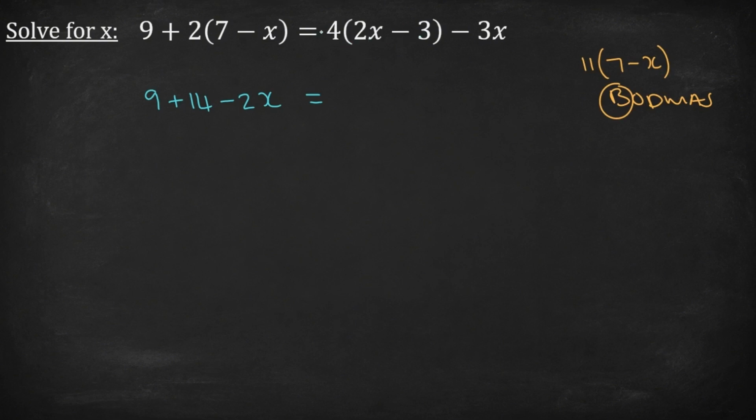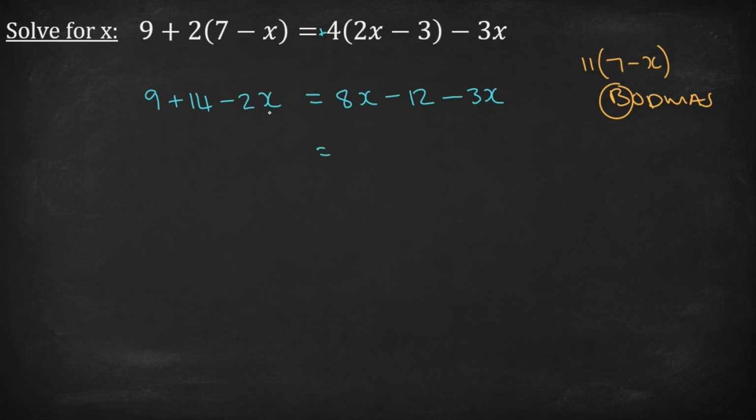I've got a positive 4 times a positive 2x, and that gives us positive 8x. And then positive 4 times negative 3 is negative 12. And then I can just copy that negative 3x down. Now that I've removed all the brackets, I'm going to move all the variables to the one side and all the other terms to the other side. But let's combine all the like terms on each side first.